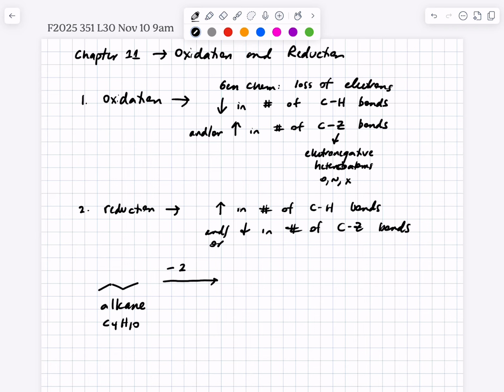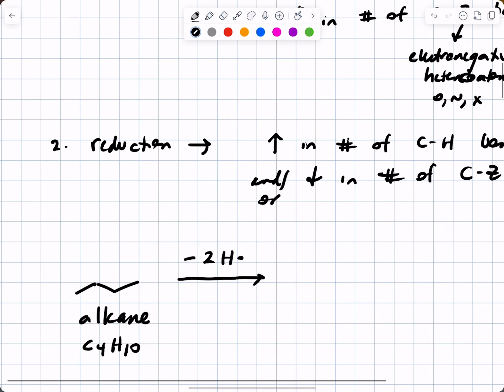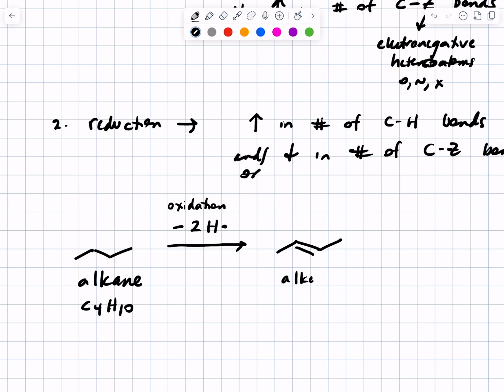If we remove 2 hydrogen atoms, that's going to count as oxidation. And by hydrogen atom, I mean removing a proton and an electron. If we remove 2 of them, we can oxidize the alkane to an alkene. Now, we're not going to learn how to do that oxidation reaction yet. We'll learn a series of reactions in our last chapter this semester that will enable you to take an alkane and convert it to an alkene.